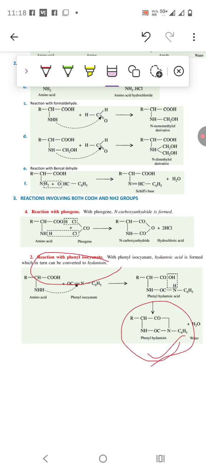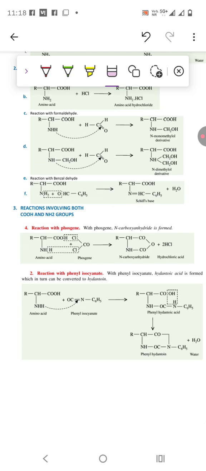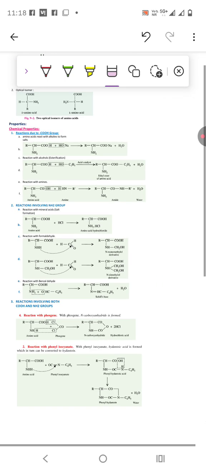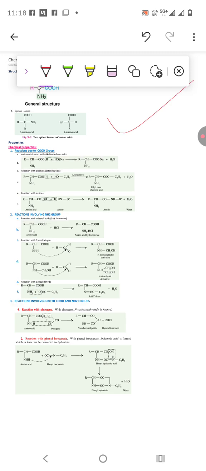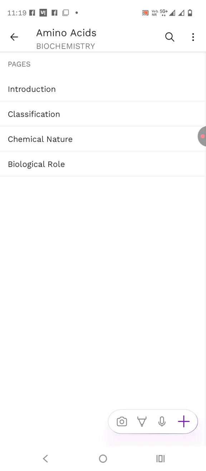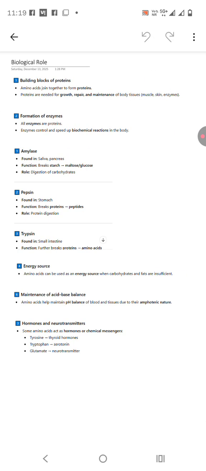So this is all about the chemical nature of amino acid. This chemical nature consists of the structural part and the properties part. This is the entire chemical nature of amino acid. Let's move to the biological role of amino acid.